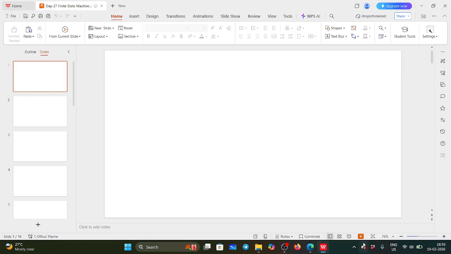Today we'll start with the FSM. Okay, FSM, Finite State Machine. That is Mealy and Moore machine. So what is this Mealy and Moore machine? We'll see. We have already seen the FSM in the previous circuits.